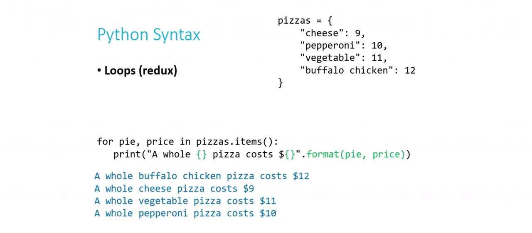And this would print out a whole buffalo chicken pizza costs $12. A whole cheese pizza costs $9. Again, going through each element and getting the key value pair and printing it out as I indicated. So that's how I can iterate over an entire dictionary, printing out all of its elements, again with the caveat that it's not ordered, so I'm not guaranteed to get them in exactly the same order I put them in. But again, that trade-off is probably going to be worth it most of the time.